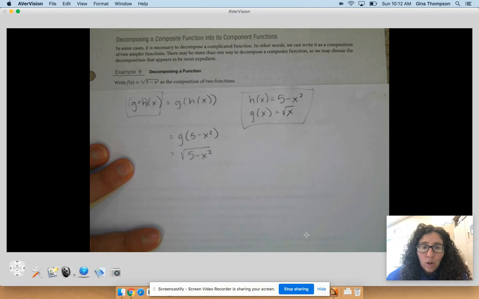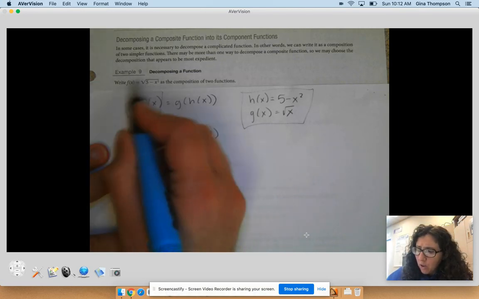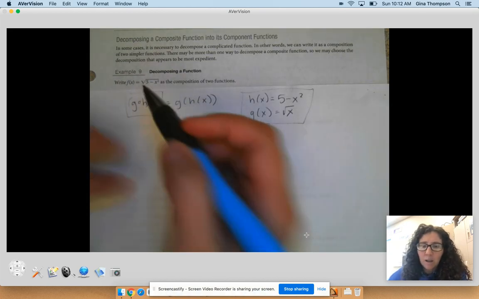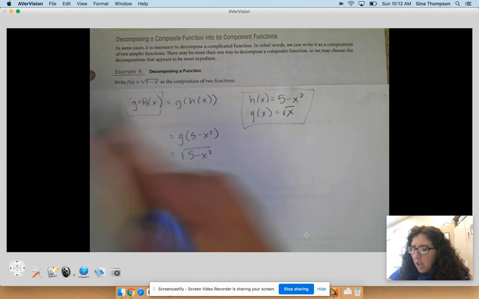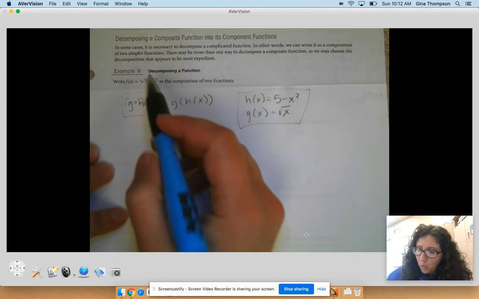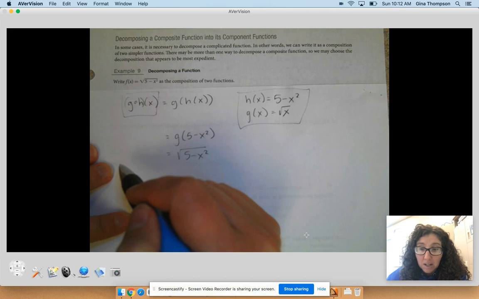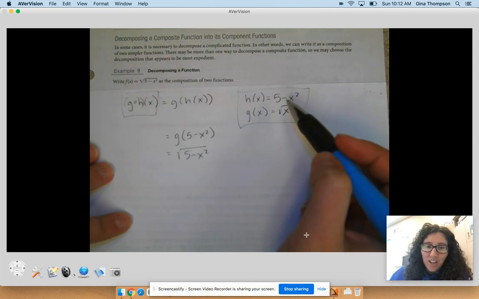Okay? So there's not really like a method to this other than just looking at the equation that they give you and saying, well, what's the thing that's happening inside? Right? The inside is kind of 5 minus x squared, and then there's a thing happening outside, which is the square root of x. Okay, that's kind of the method. And again, you'll have some practice on these.